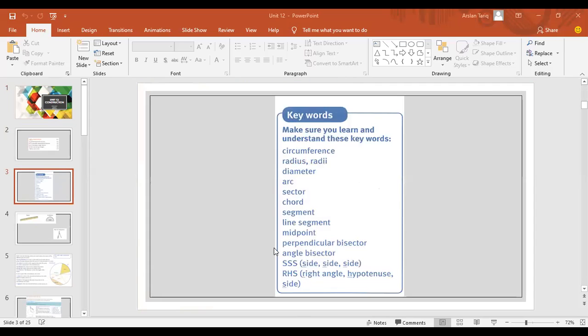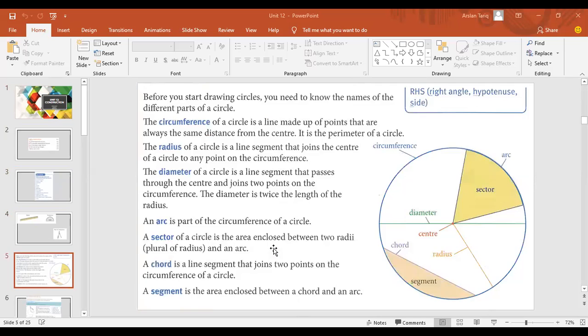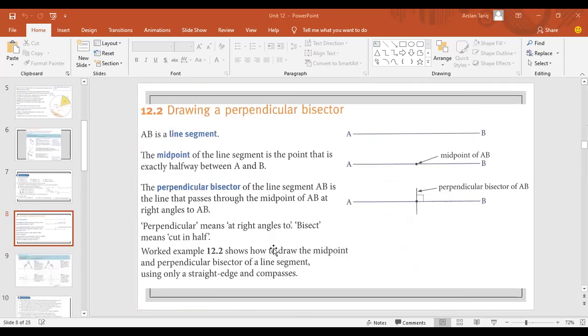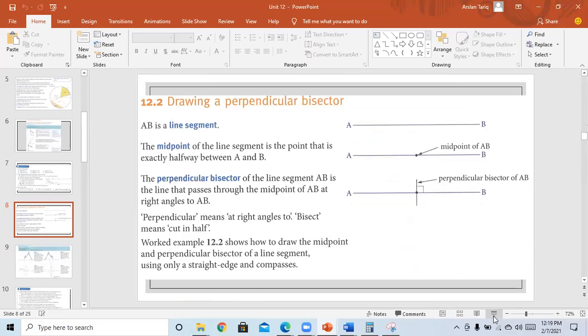We already discussed 12.1. So today we will start from 12.2. That is easy, and I hope you understand the last exercise 12.1. So let's talk about the new exercise, that is 12.2.